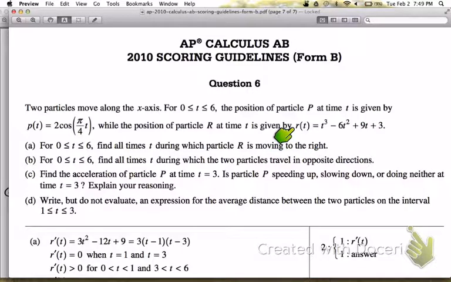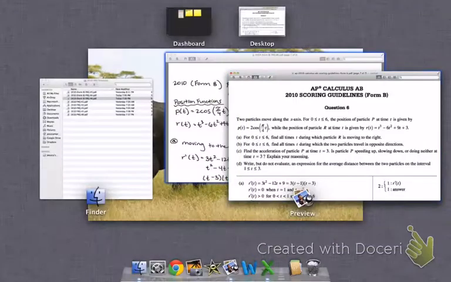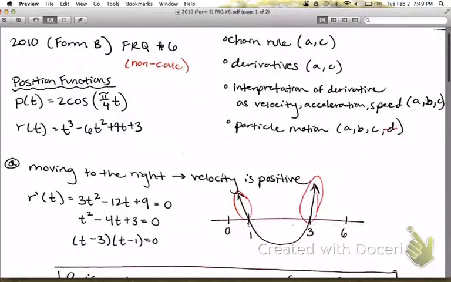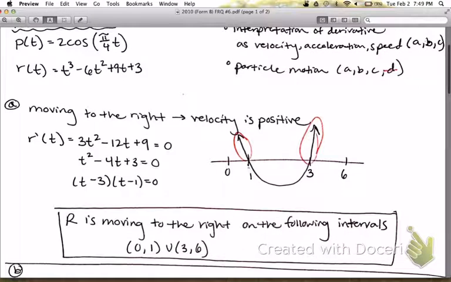So for part A, we have to find the derivative of this. And then essentially we have to figure out, I'll show you guys right over here, where that derivative is zero. The derivative of t cubed minus 6t squared plus 9t plus 3 is 3t squared minus 12t plus 9 equals 0. To figure out where that function has critical points, we set it equal to 0 and solve. So we get t equals 1 and t equals 3. And then I just graphed it. I did a quick sketch of what it would look like, and it's a parabola facing up.